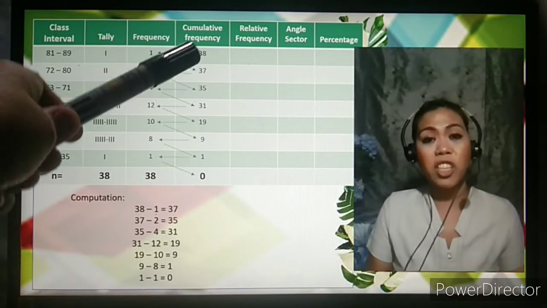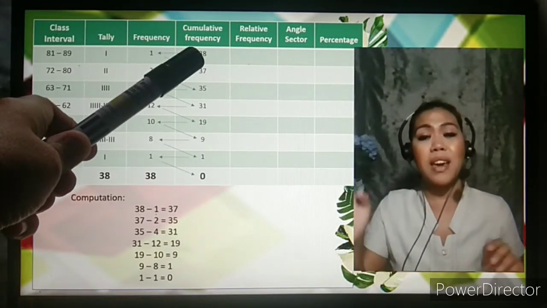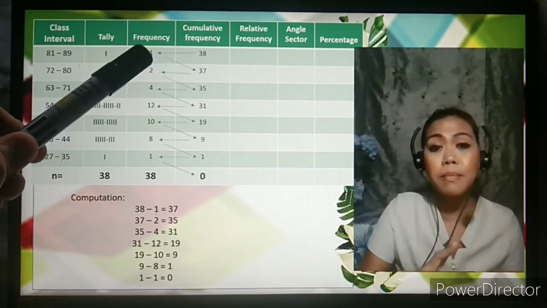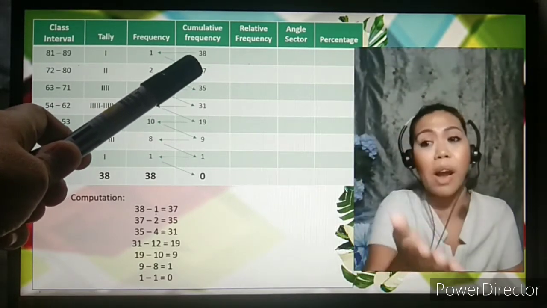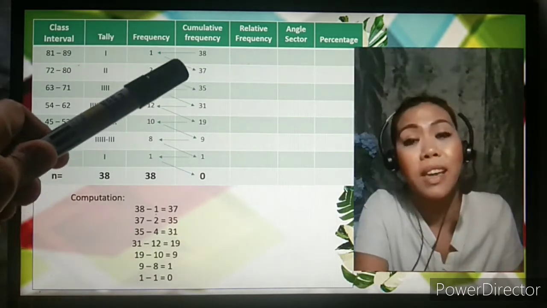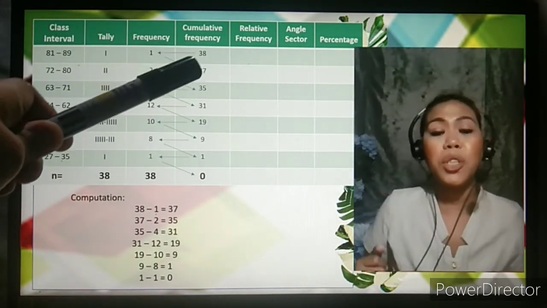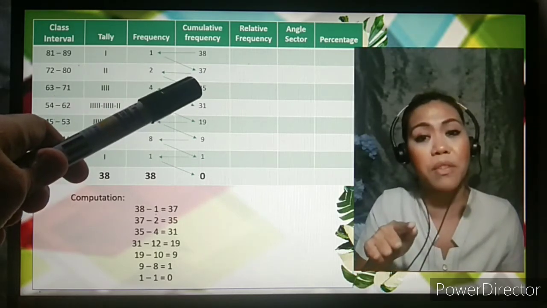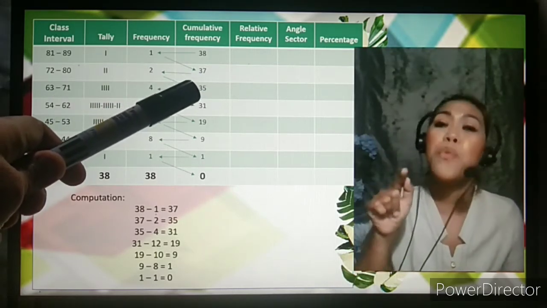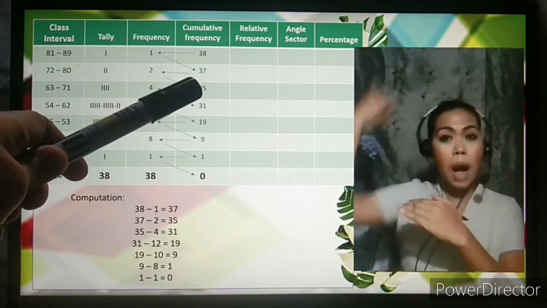Okay, so it should start from 38. 38 minus 1 is 37. As you can see right there, I put it right there on your screen, okay? Okay, so 37 minus 2 equals 35. So you just have to put it right there on the third row from the top.